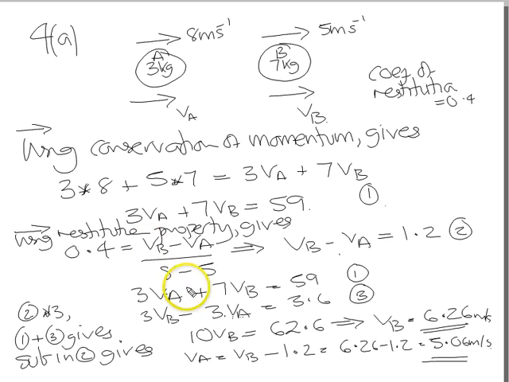Alright then, that's 4A done. Conservation of momentum and the coefficient of restitution gave us a pair of simultaneous equations essentially, and we just solved them to get the velocity of A and the velocity of B after the impact. So that's 4A done. Good. Let's move on to the next part of the question.